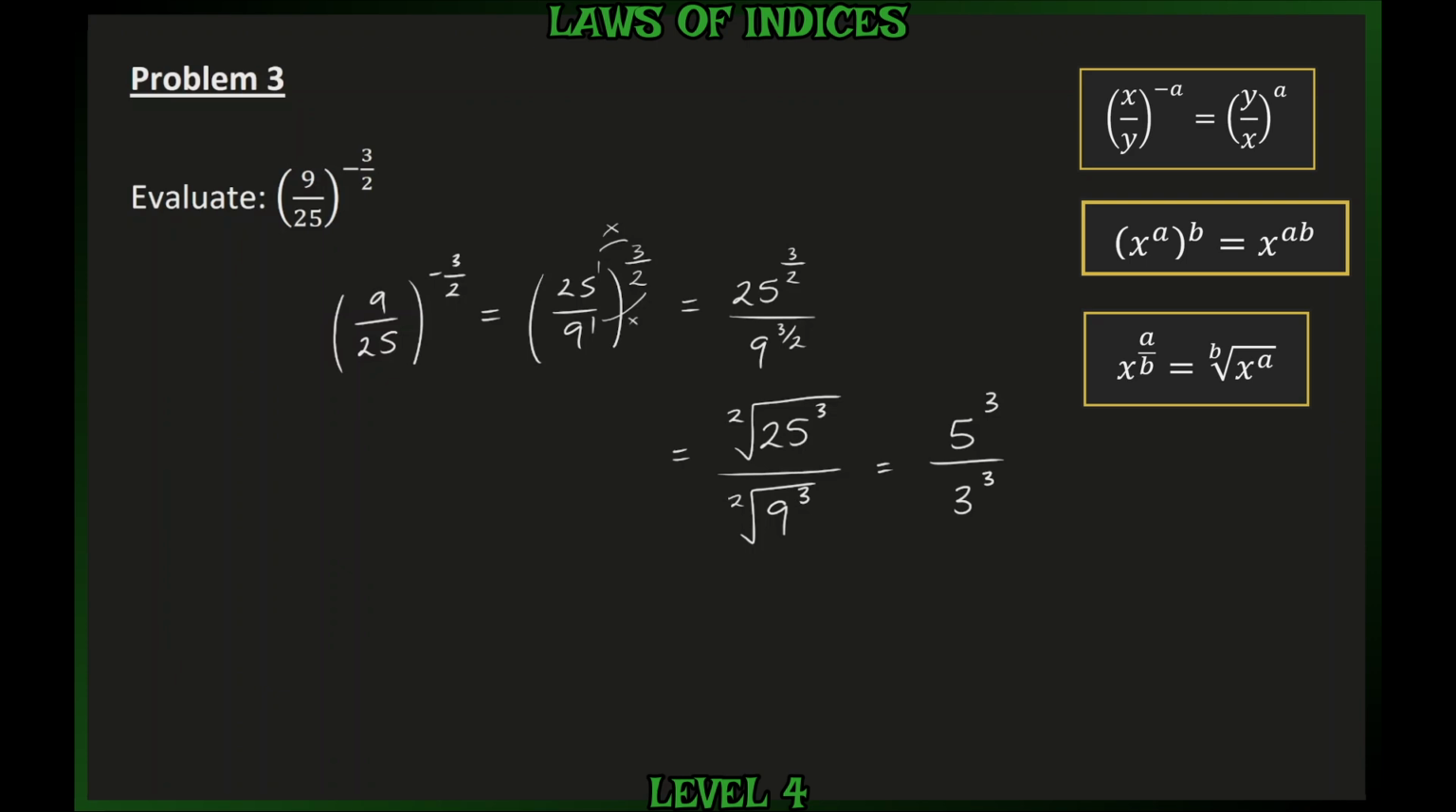Now 5 to the power of 3 is 5 times 5 times 5, which is 125. So that's our numerator. And 3 to the power of 3 is 3 times 3 times 3, which is 27. So that's our denominator, and that's our final answer to problem 3.